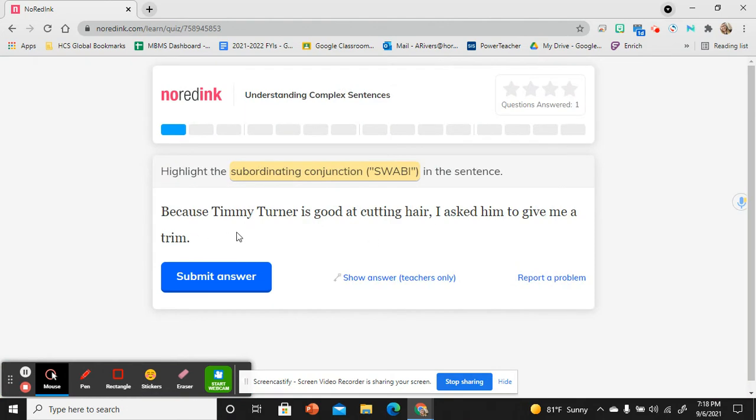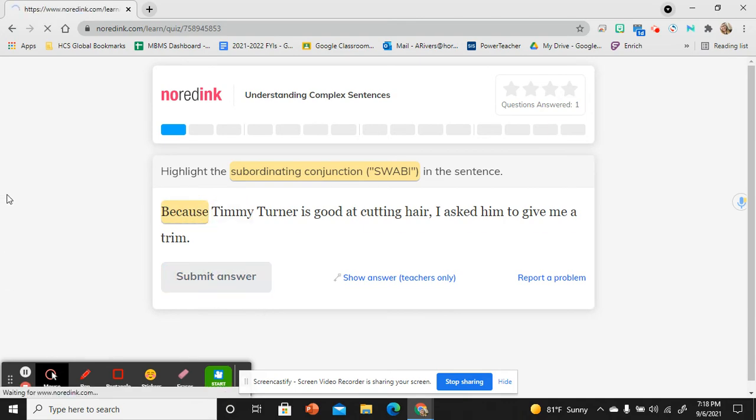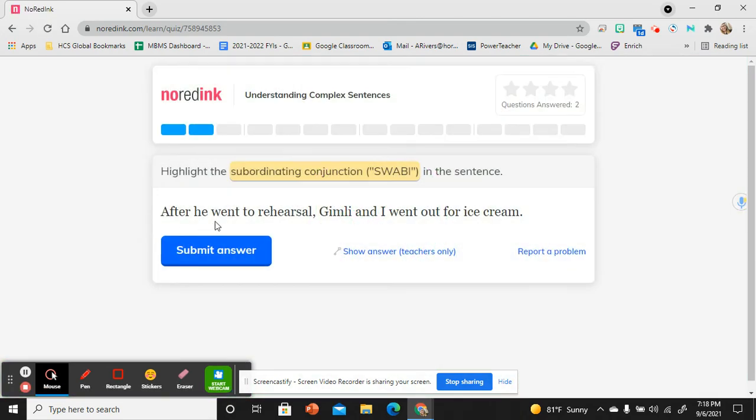Because Timmy Turner is good at cutting hair, I asked him to give me a trim. Remember, we're looking for words since, when, after, because, if. So I'm going to click on because and hit submit. And then I'm going to go to the next. After he went to rehearsal, Gimli and I went out for ice cream. So I'm going to be looking for since, when, after, because, if, and I see it right here, and I'm going to click on it.